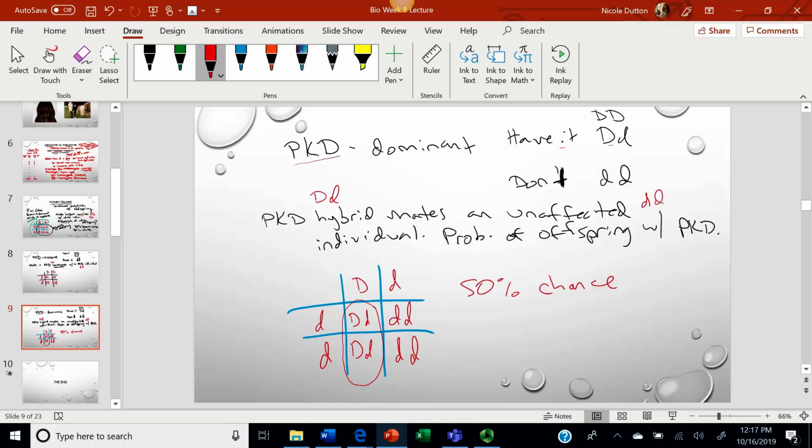But learning about heredity can help us make decisions about whether or not two individuals should have children, or whether other options should be explored for them to be able to have children.